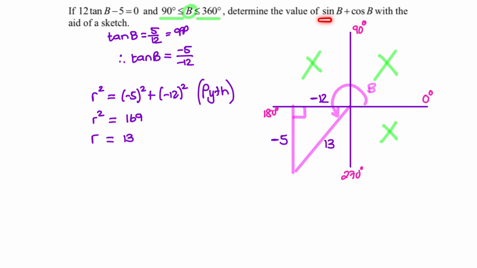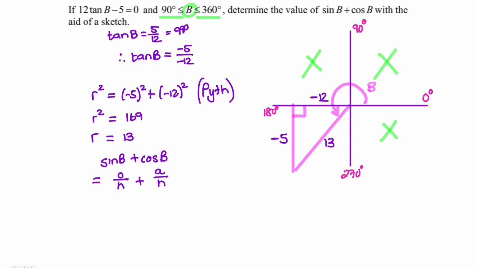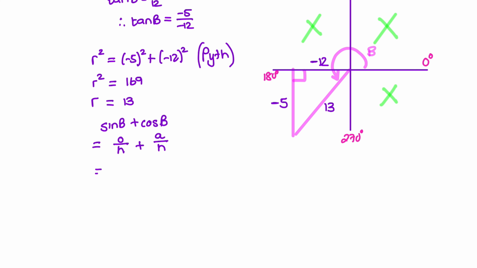Now we can answer the question and find sine b plus cos b. So sine b plus cos b would be equal to the opposite over the hypotenuse plus the adjacent over the hypotenuse. Now in our diagram, the opposite value is -5 and the hypotenuse is 13, and the adjacent value is -12 and the hypotenuse is 13. And when I simplify that, that becomes -17 over 13.